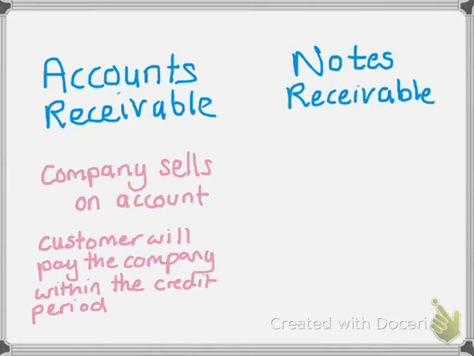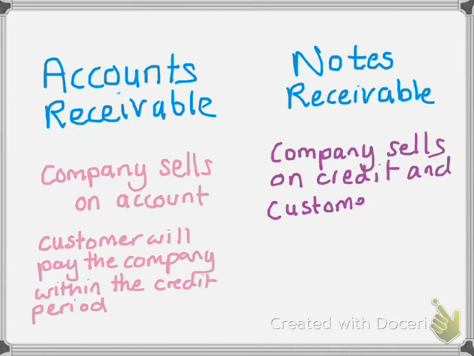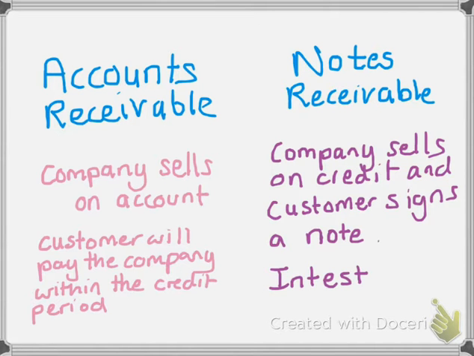Notes receivable is very similar. Notes receivable is when a company sells on credit. However, the customer signs an IOU. It's called a note or a loan, and the customer has to pay interest on the balance. For example, let's say that Pepsi sells Dallas Cowboys $5 million worth of Pepsi products, and instead of paying within 30 days, the Cowboys organization asks about 3 months' time to repay that amount. Pepsi will say okay, but they will say you need to sign a contract and you need to pay us interest of 3% on the balance when you're paying that note.